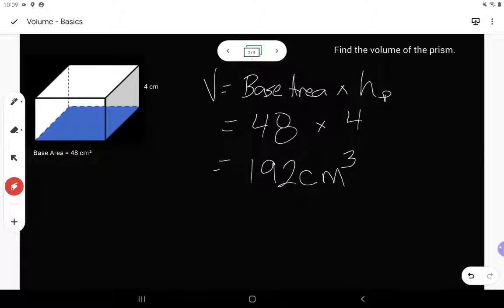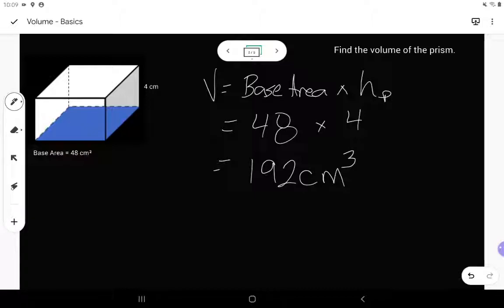Volume is a measurement of how big something is in 3 dimensions, because it has a length and a width and a height. When we were looking at surface area, it was centimeters squared because we were pretending to unfold the shape and see how much area each of the faces took up. But now that we're looking at volume, it's how much space this shape occupies in a 3-dimensional world.